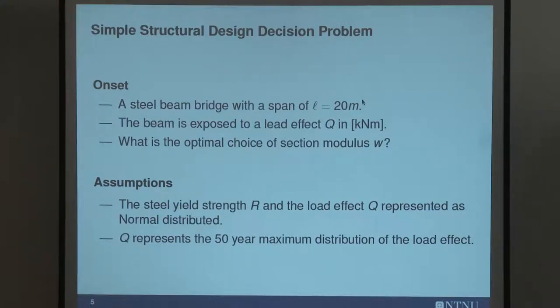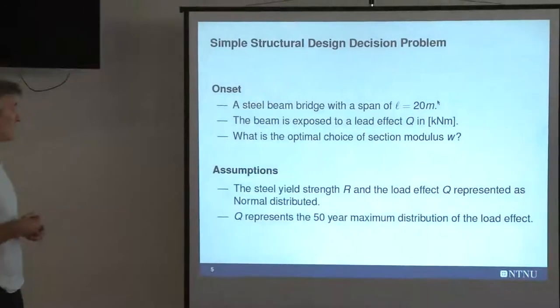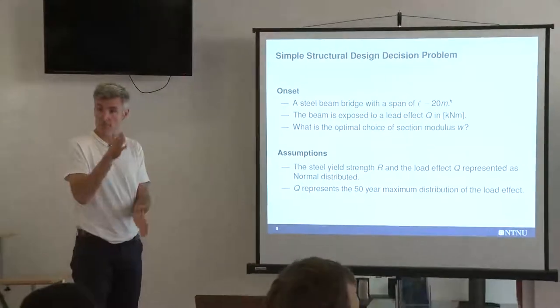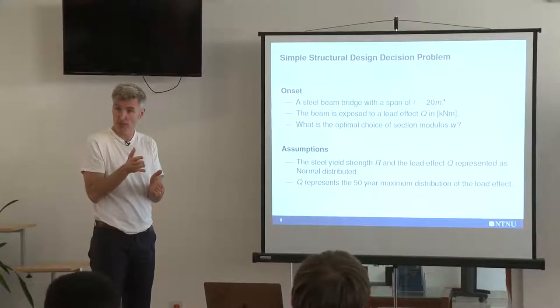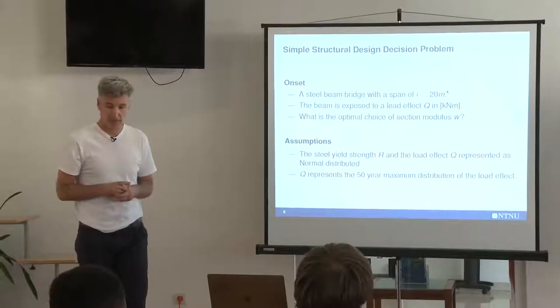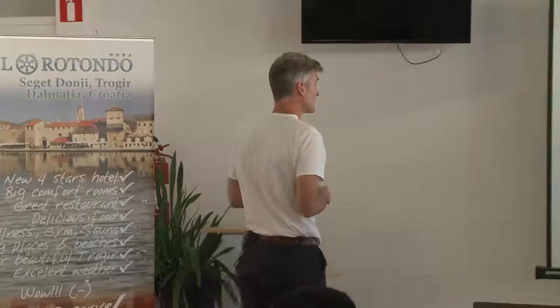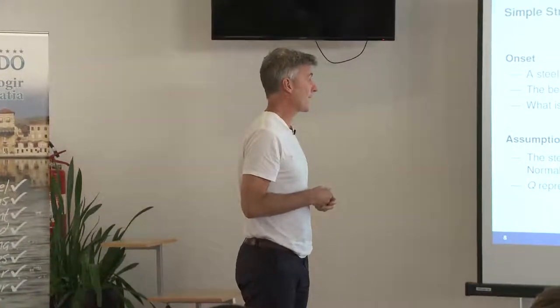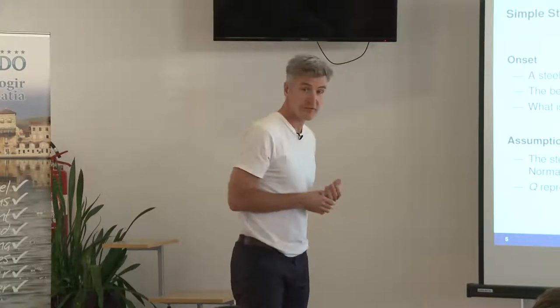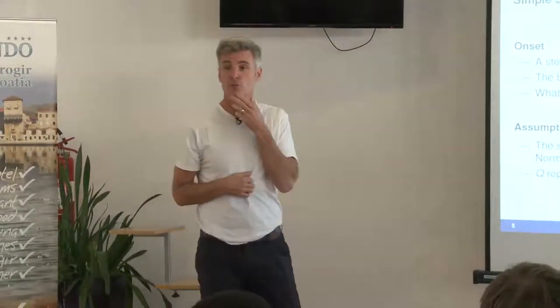And as we have steel, we think about a section modulus we want to have this beam to have in order to somehow minimize the expected costs that are associated to this beam. So we assume that the steel yield strength and the load effect are represented as normally distributed random variables. This is a very, very simple assumption, but that makes the calculation a little bit faster. And we consider Q representing a 50-year maximum distribution of load effect.